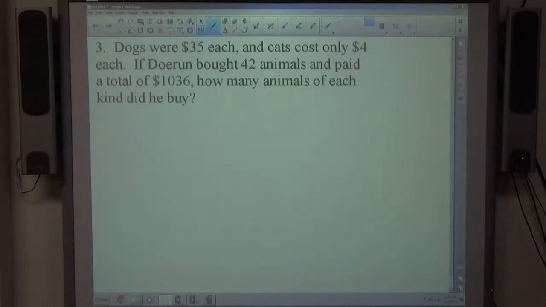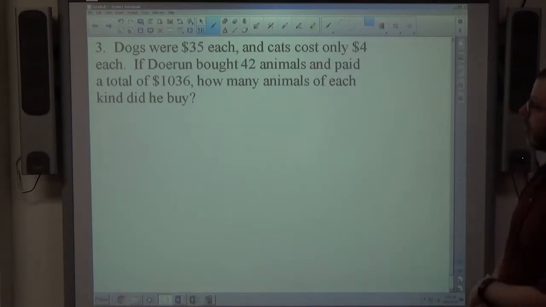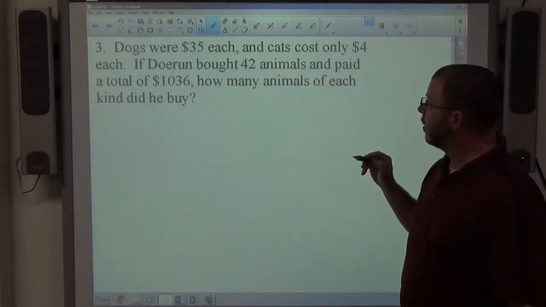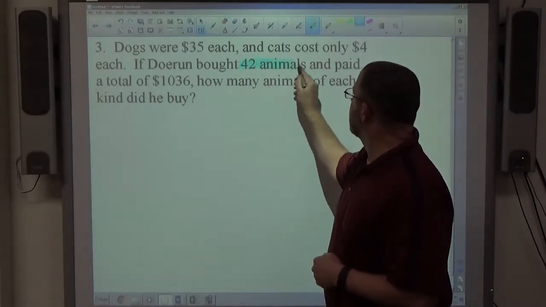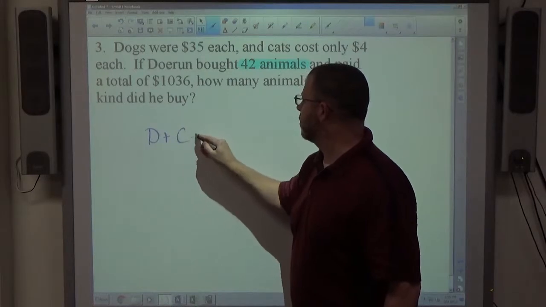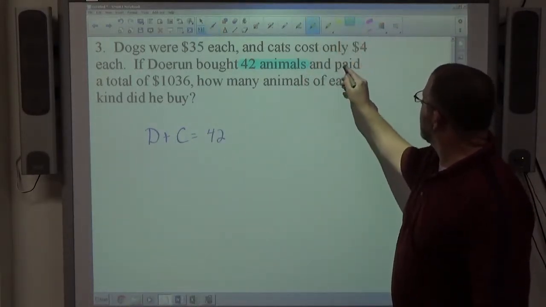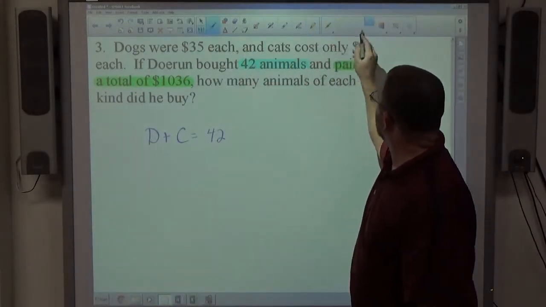Number 3, dogs were $35 each, cats cost only $4 each. Doe Run bought 42 animals and paid a total of $1,036, so it's just a basic two unknowns situation. We got enough information to make 2 equations. Number of animals purchased is 42, so that means the number of dogs plus the number of cats is equal to the number of animals. And paid $1,036. So now the value of the animals is important.